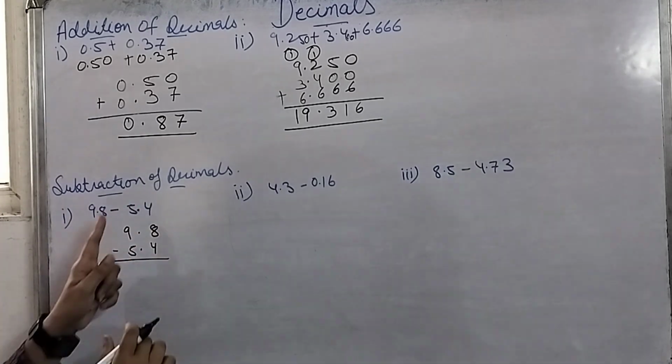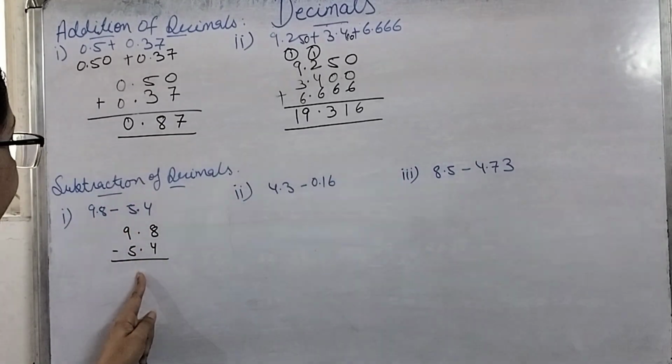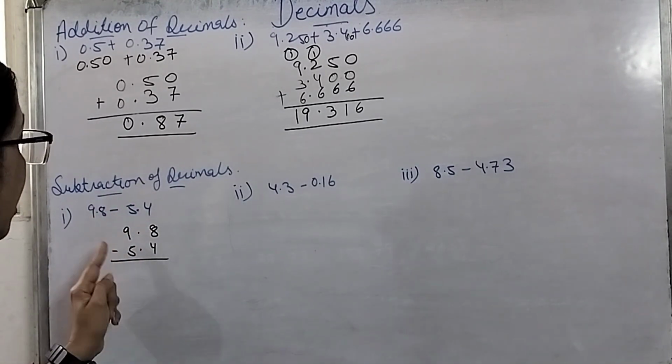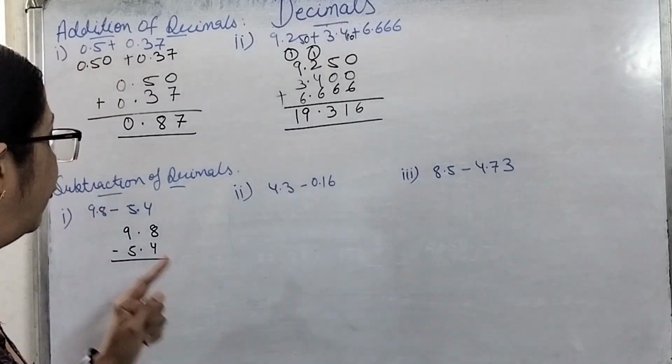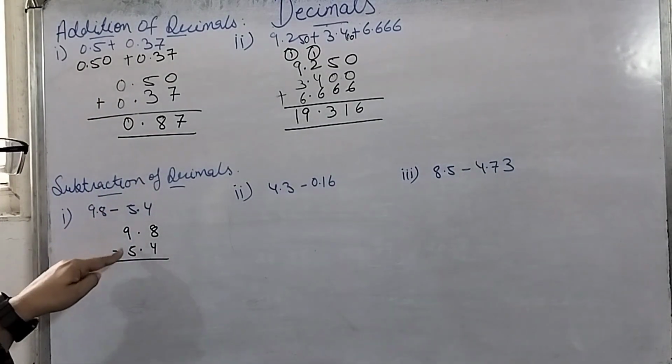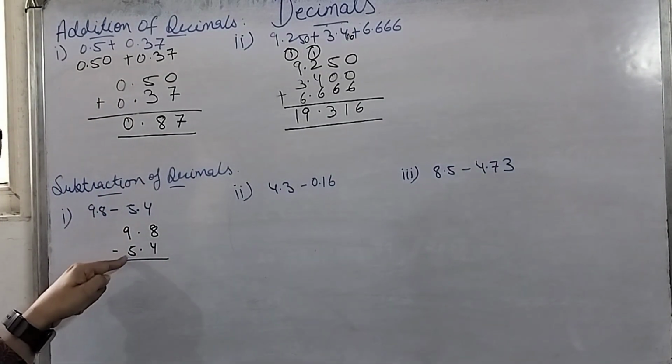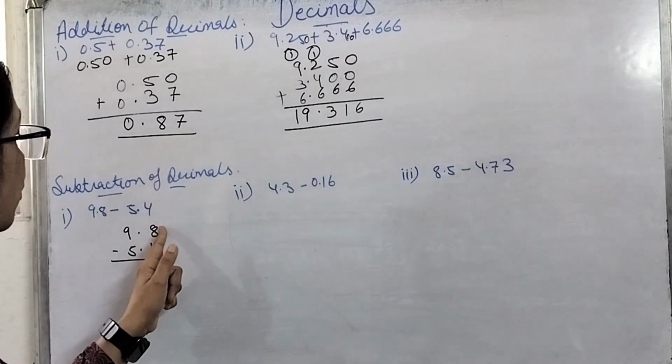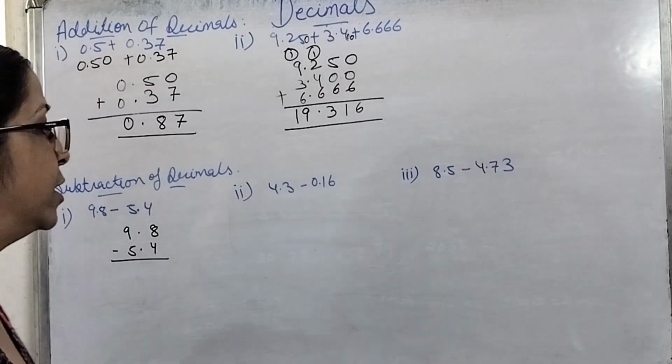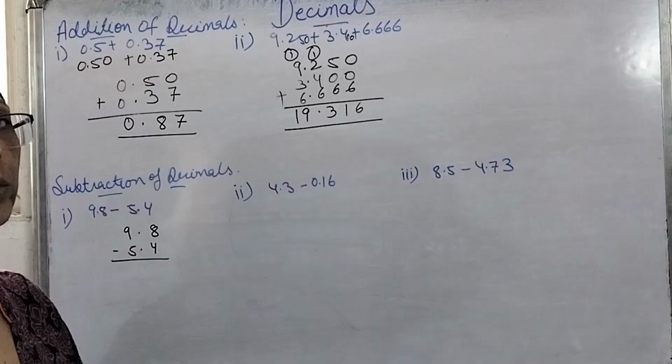The decimals of both the numbers will be in a vertical line, and the digits which are at the same place value will be one over the other. These two numbers, 9 and 5, were at units place. These two digits were at their 10th place. So that's the reason we have kept them one over the other.